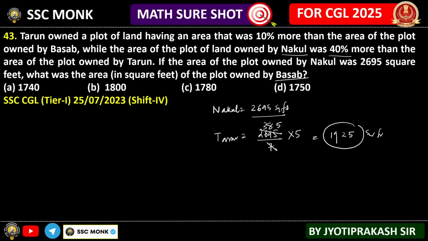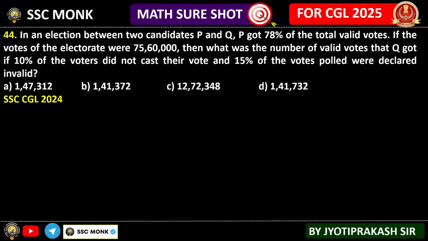But Tarun's plot is 10% more than the area of Basap's. So Basap's plot is equal to 1925 divided by 11 into 10. 1925 divided by 11 is 175, so 175 into 10 is equal to 1750 square feet. That is Basap's plot. Clear? Simple. Next.